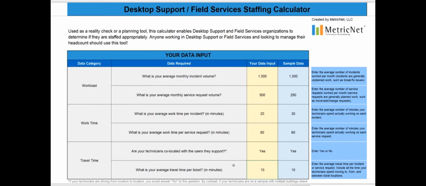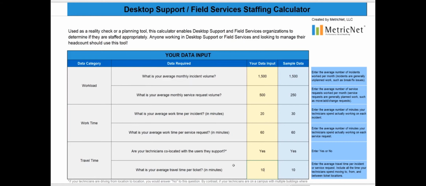And the workload generated by this particular user population is 1,500 incidents a month, 500 service requests a month, with an average work time of 20 minutes per incident, 60 minutes per service request, and an average travel time of 10 minutes per ticket. Now, we're well aware of the fact that many desktop support and field service groups don't track their work time per incident and service request, or don't track their travel time per ticket.